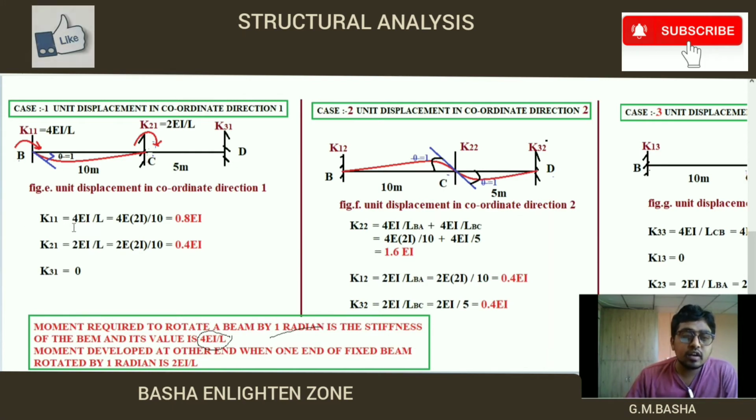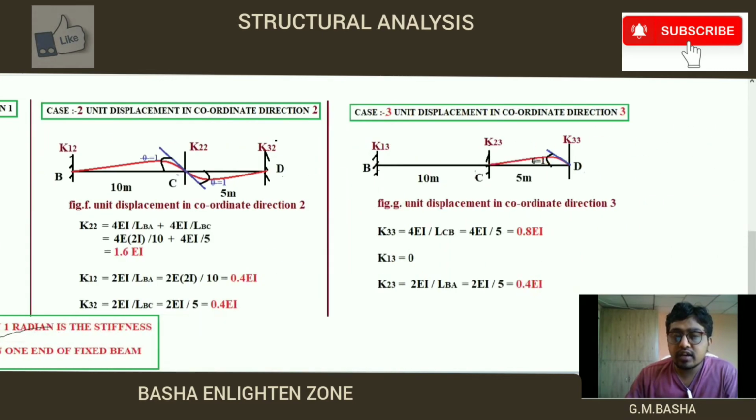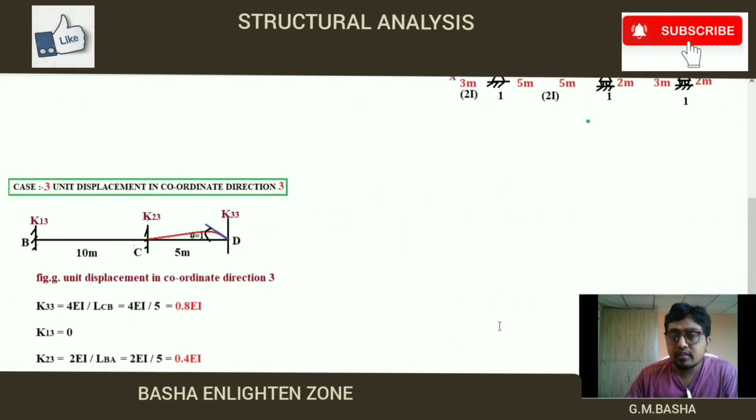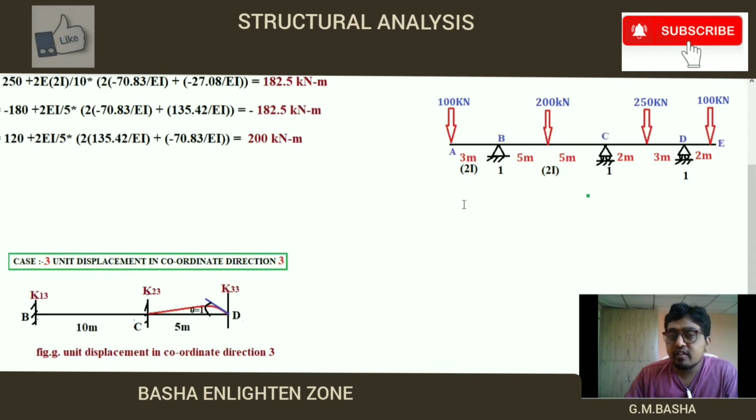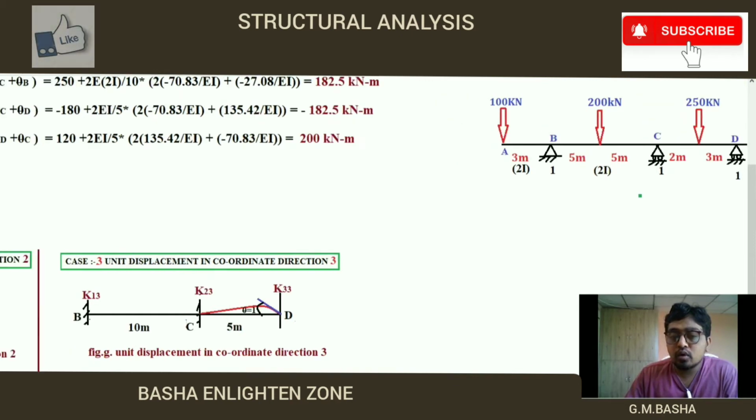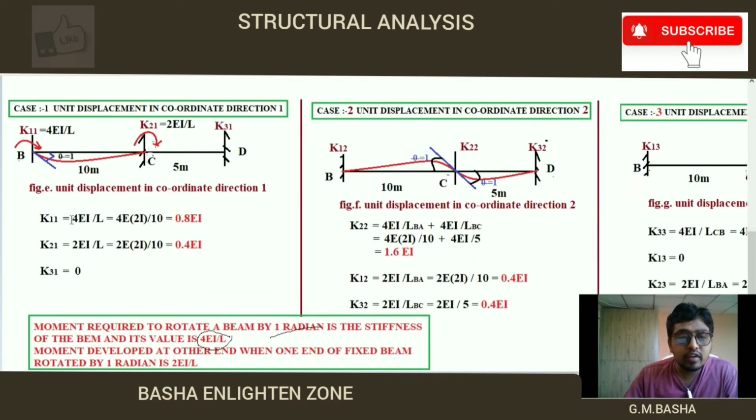And what about this K11? That one will be equal to 4EI by L, span of BC. So wherever I is equal to, in the given beam, in the given condition, for span BC, I equals 2I. Therefore, substitute I equal to 2I here and simplify that one, you will get 0.8EI. And what about K21? We are just taking half of the moment in K11, that one will be equal to 2EI by L, 2E into 2I by L, that one will be equal to 0.4EI.